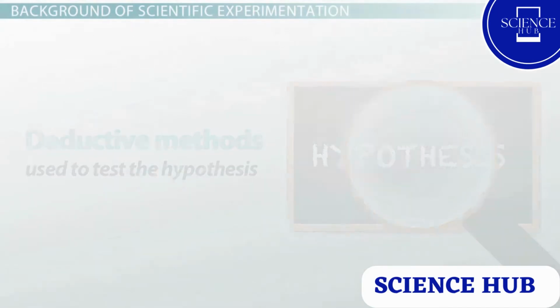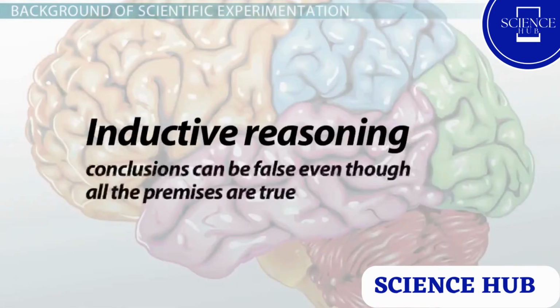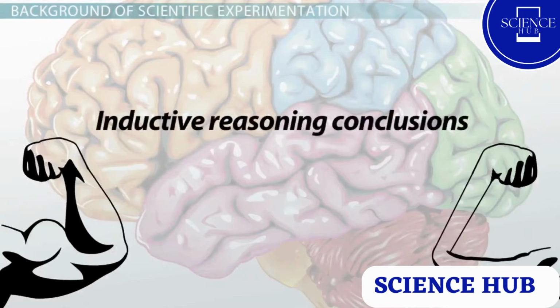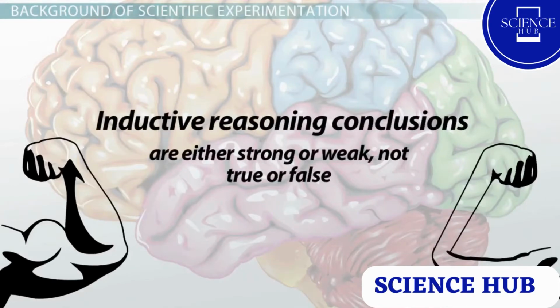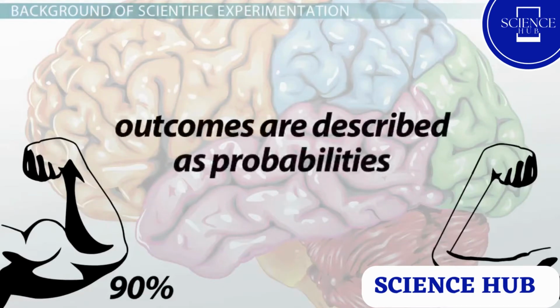Inductive methods, usually referred to as inductive reasoning, are different from deductive methods. The main difference is that in inductive reasoning, the conclusions can be false, even though all the premises are true. The outcome of inductive reasoning is that the conclusions are either strong or weak, not true or false. This is because there is no way to ensure that every option for the outcome has been seen. The final outcomes are described as probabilities: how probable the conclusions made are true.